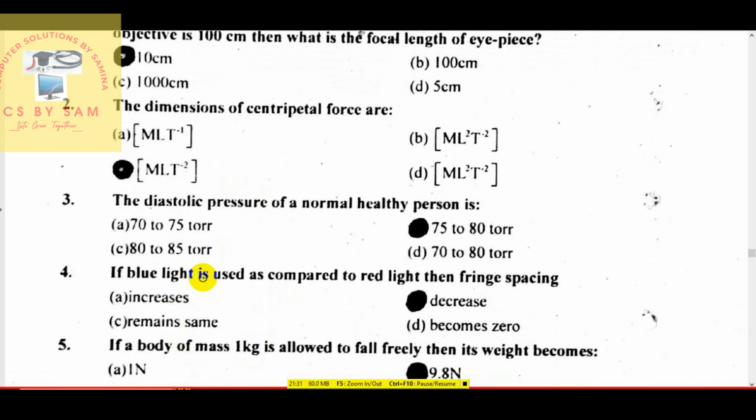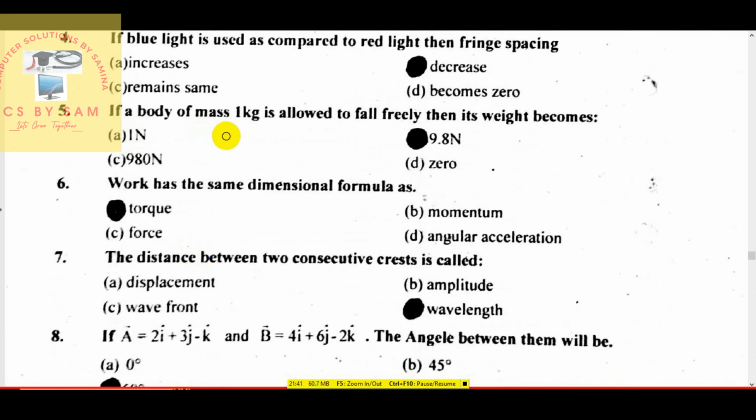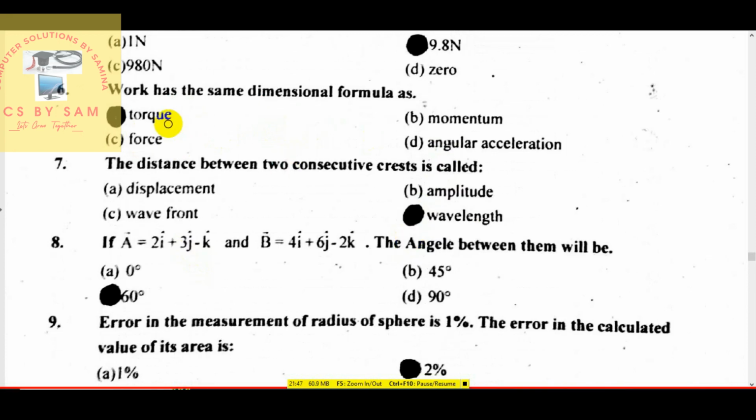The diastolic pressure of a normal healthy person is 75 to 80 torr. If blue light is used as compared to red light, then fringe spacing decreases. If a body of mass 1 kilogram is allowed to fall freely, then its weight becomes 9.8 Newton. Work has the same dimensional formula as torque.